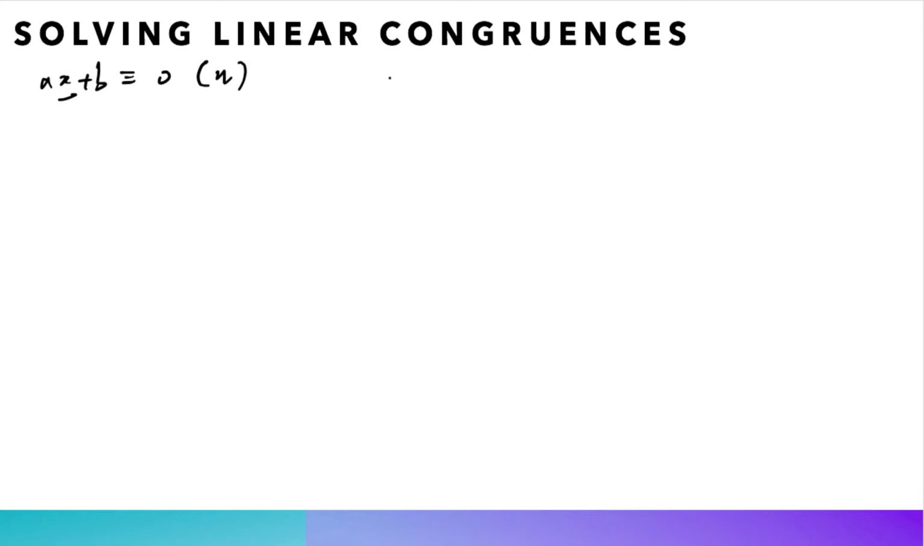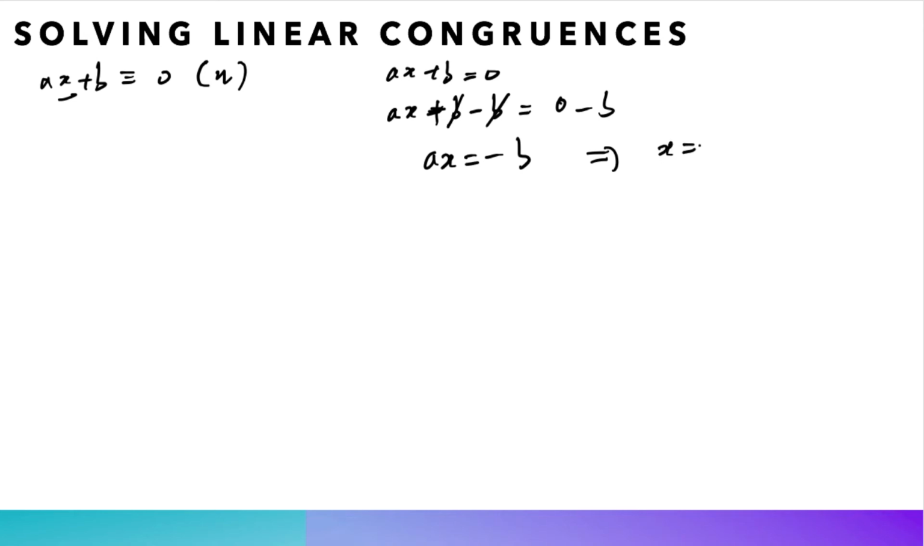Let me remind you that in the real world, if we have ax plus b is equal to 0, all we have to do is to say that ax is equal to minus b, which means that ax plus b minus b is equal to 0 minus b, and this cancels the b here. So we get that ax is equal to minus b, and then if a is different from 0, of course, one gets that the solution to this is x equals minus b divided by a.